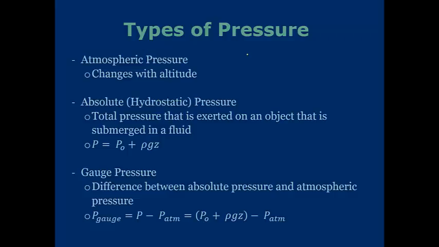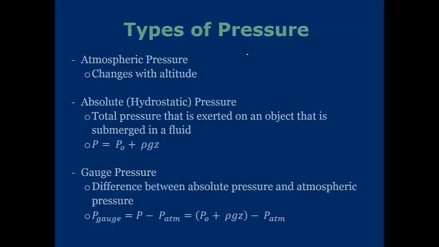The next pressure we'll go into is the absolute pressure. This is also known as hydrostatic pressure. This is the total pressure exerted on an object that is submerged in a fluid, the equation of which is listed below. Please note that P0 is not necessarily always going to be atmospheric pressure, so be careful with that come test day.